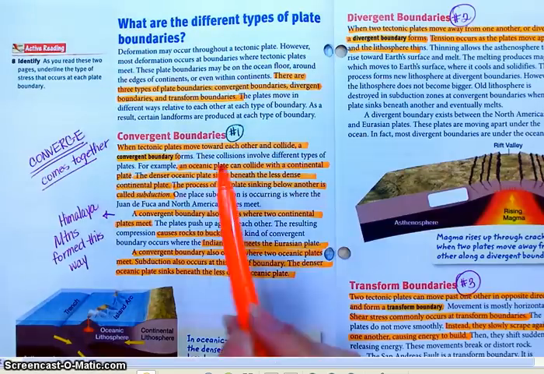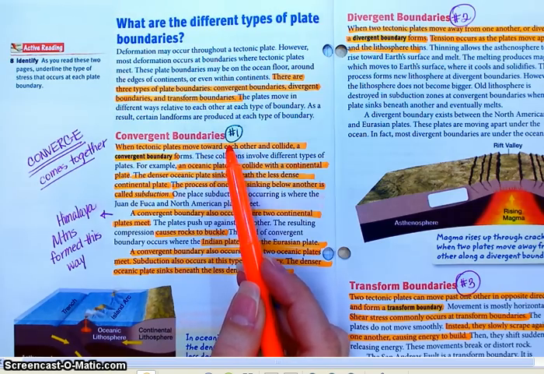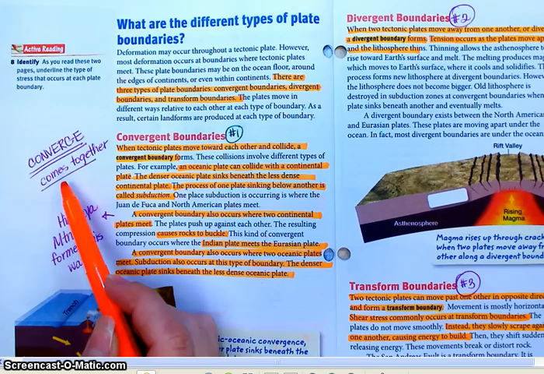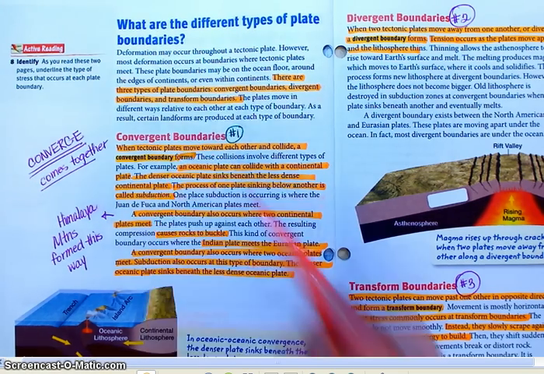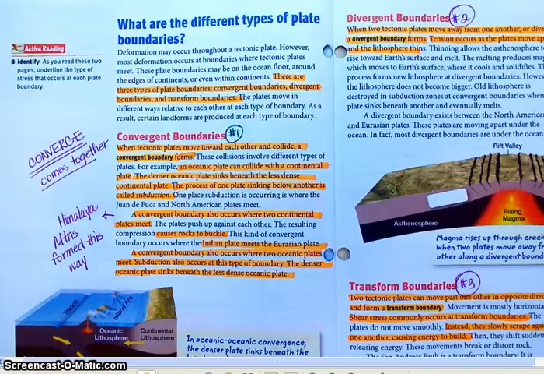All right, boundary type number one are convergent boundaries. Converge means to come together. When tectonic plates move towards each other and collide, a convergent boundary forms. These collisions involve different types of plates. For example, an oceanic plate can collide with a continental plate. The denser oceanic plate sinks beneath the less dense continental plate. The process of one plate sinking below another is called subduction. One place subduction is occurring is where the Juan de Fuca plate and the North American plate meet. That is sort of off the coast of the state of Washington, that area.